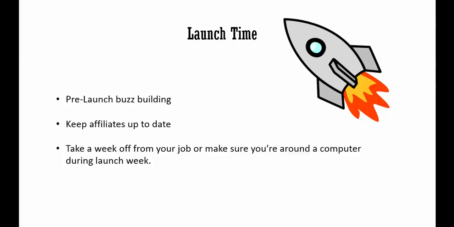Okay, you've got your product sorted, you've got your sales page all done, all your funnel pages are done, you've got your autoresponder set up, you've been recruiting affiliates and joint venture partners. So now we're going to be looking at the essentials of what to do when you are in launch. Okay, so you can see I've got a couple of bullet points just below.